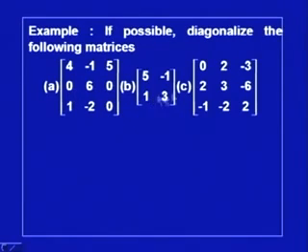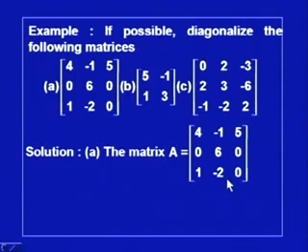So, I will start with this example. First, we consider a 3 by 3 matrix: 4, minus 1, 5; 0, 6, 0; 1, minus 2, and 0. So, let us consider this square matrix.